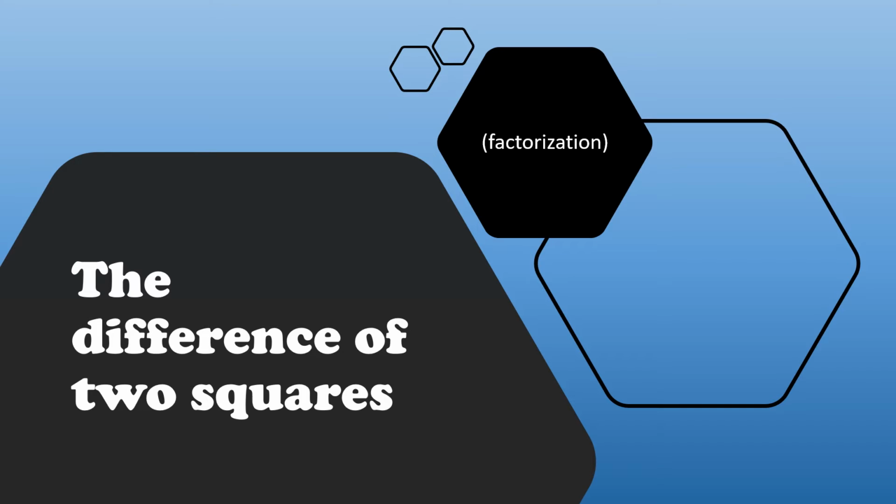Good day, everybody. Day 4, continuing with the difference of 2 squares, another factorization strategy. So we looked at the HCF method 2 days ago. Yesterday we looked at grouping, and today we look at the difference of 2 squares. What do we hope to achieve today?